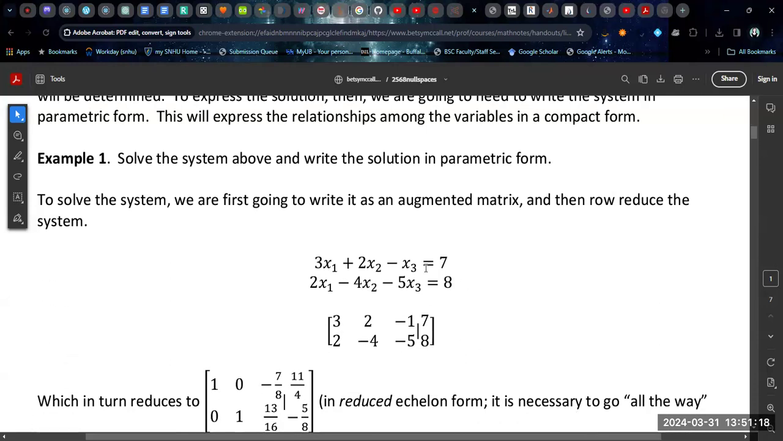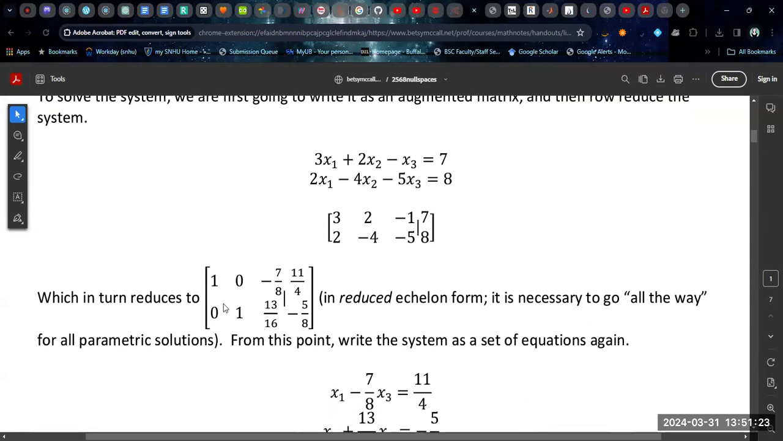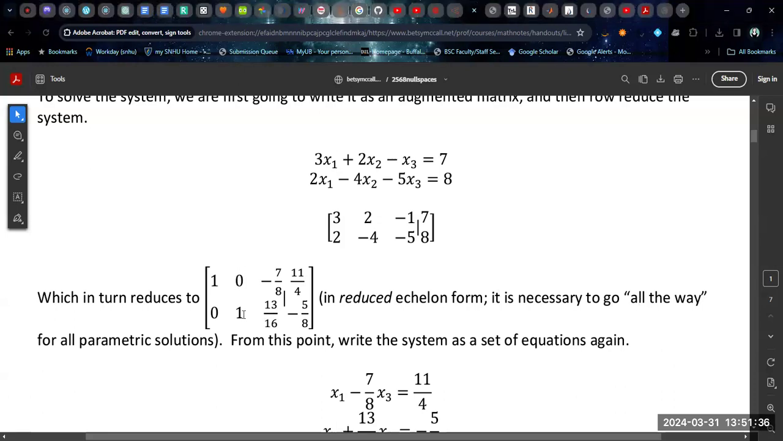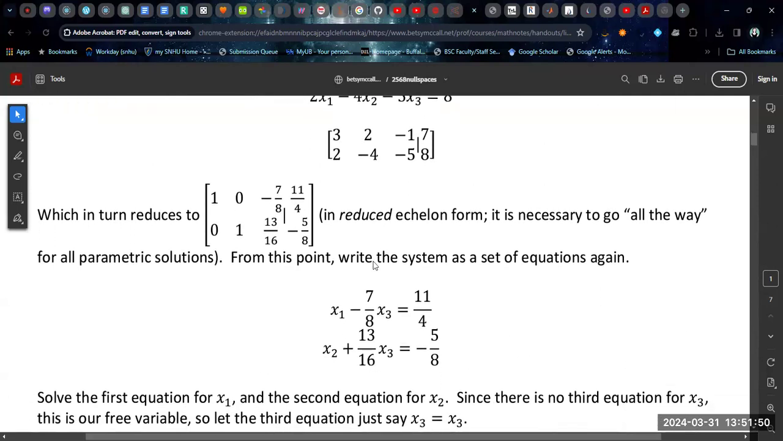We're going to write this in augmented matrix form, and then we're going to row reduce this. I did this in my calculator, and I got this system. And again, we want this in reduced row echelon form. We need to go all of the way. Anytime we have a pivot, we need to get rid of entries above it. Otherwise, the math will be messier. But in this case, I've gone all the way, and this is the matrix that I get. And I'm going to write these equations back out again.